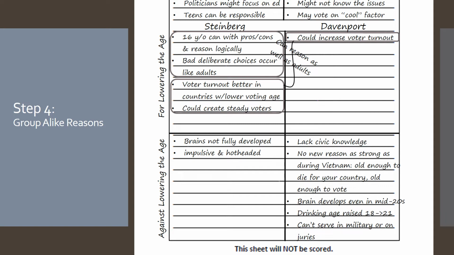So my statement shouldn't copy exactly whatever the author said, because then when I provide evidence, it's like saying if I said that teens can weigh pros and cons, and then I go to quote Steinberg, the most I can say is that teens can weigh pros and cons. I'm just repeating myself. So whatever my claim is has to be something that I need to prove, and I can prove that they can reason as well as adults when I say that they can weigh pros and cons. So make your statement provable, whatever it is, that it needs to be proven and it's not just repeated in the evidence. So for the next one, voter turnout is better in countries with lower voting age.